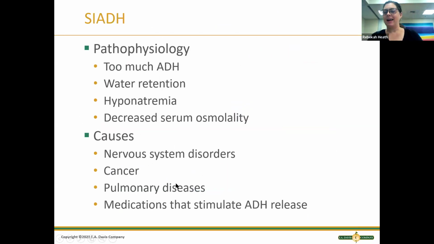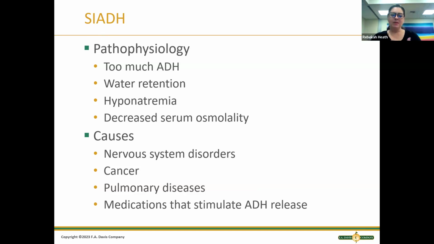So SIADH, or syndrome of inappropriate antidiuretic hormone, is where you have too much antidiuretic hormone. That's the direct opposite of what we were just talking about with diabetes insipidus. So they are going to be retaining that fluid. Because they're retaining all that fluid, they're also retaining the potassium. Their serum osmolality in the blood, meaning the concentration of the blood, is going to be very low, right? Because it's diluted in their blood.